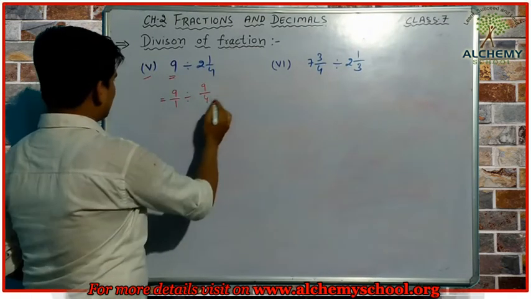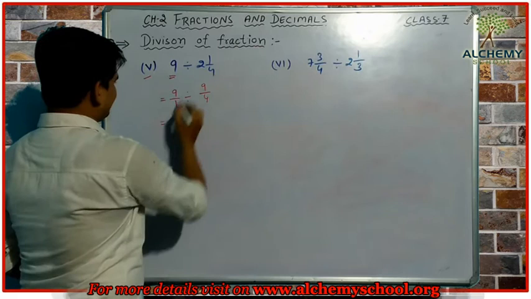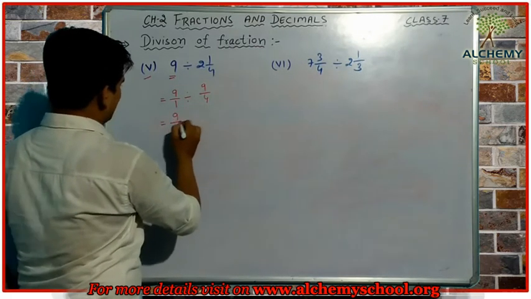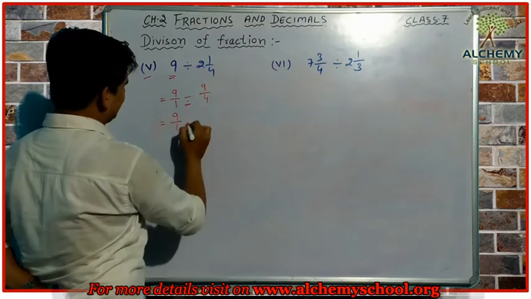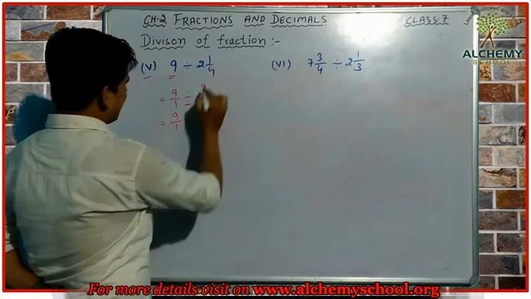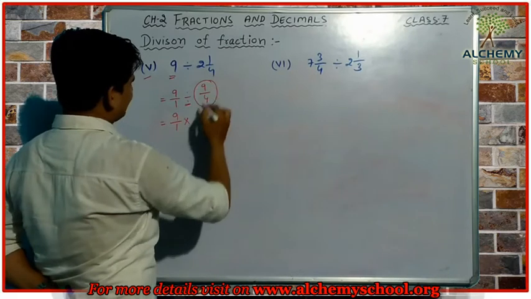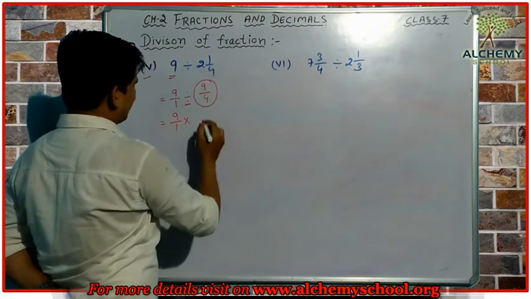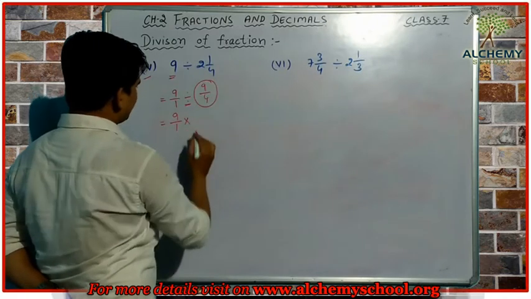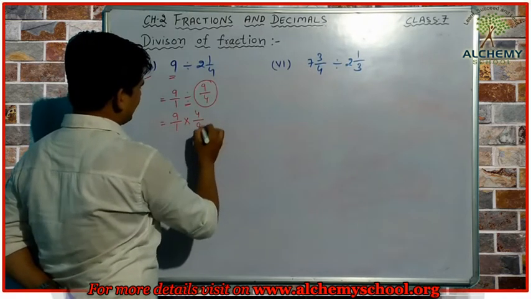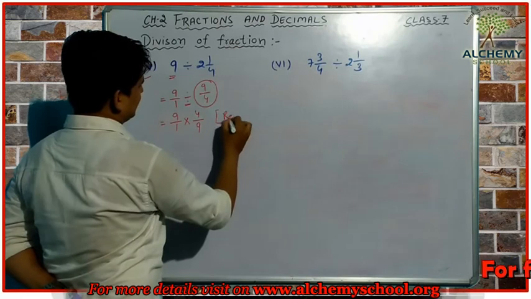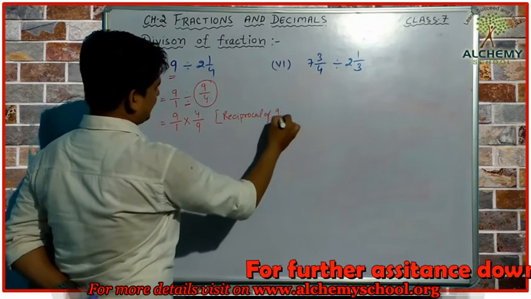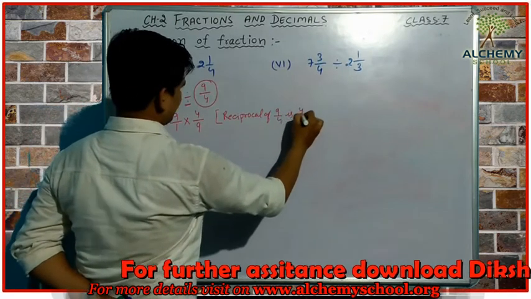Okay. And in the second step we have to write the first fraction as it is. So we will write here 9 upon 1. This division sign will be replaced by multiplication, and we have to write the reciprocal of the second fraction, that is 9 upon 4. So the reciprocal of 9 upon 4 will be 4 upon 9. So we will write here 4 upon 9. We can write, the reciprocal of 9 upon 4 is 4 upon 9.